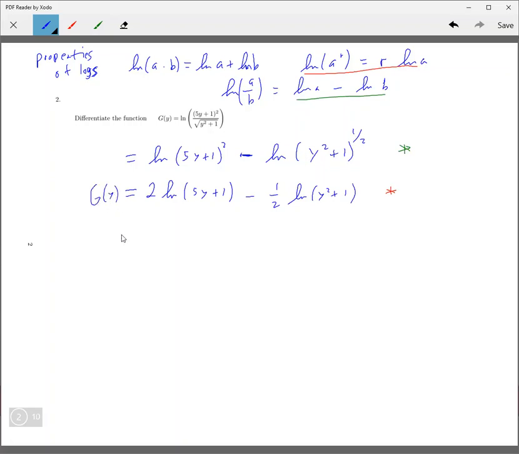Okay, so that's our g of y. Now notice that I haven't even taken a derivative yet. So now it says differentiate. So now we take the derivative.